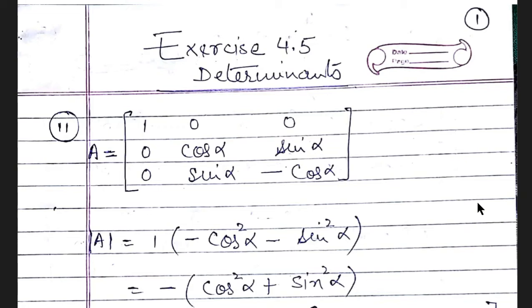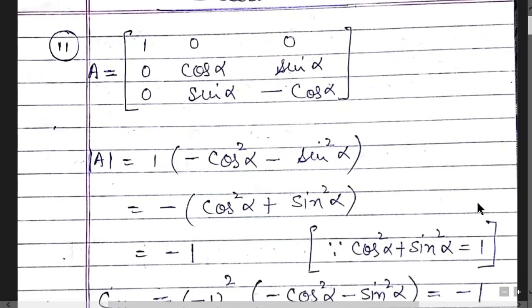Hello students, let us start from question number 11 of exercise 4.5, that is determinants for plus 2 mathematics. The statement is in terms of trigonometric functions: 1 0 0, 0 cos alpha sin alpha, 0 sin alpha minus sin alpha. First of all, calculate modulus of A, that is determinant.